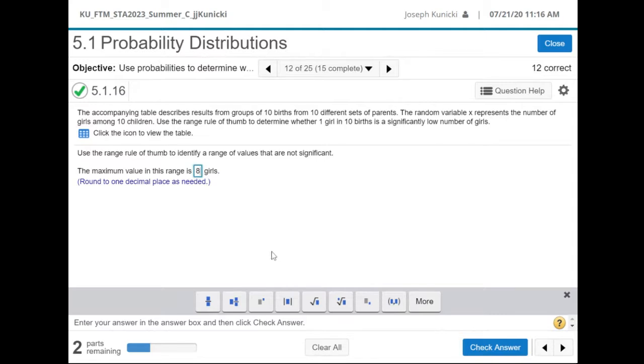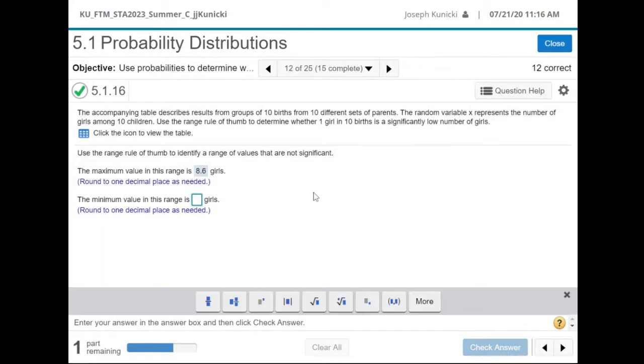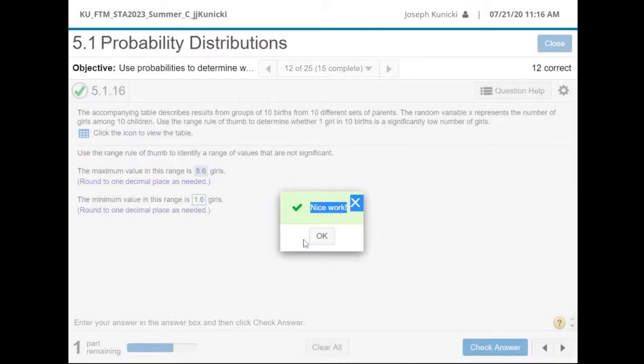I'm sorry. I'm going to use 8.56. That's what they wanted. It says 1 decimal place, sir. Oh, 1 decimal place? Okay, 8.6. Thank you. Appreciate that. I didn't read it. All right, so that's according to the rule. So then the minimum is 1.6. Check. Okay.